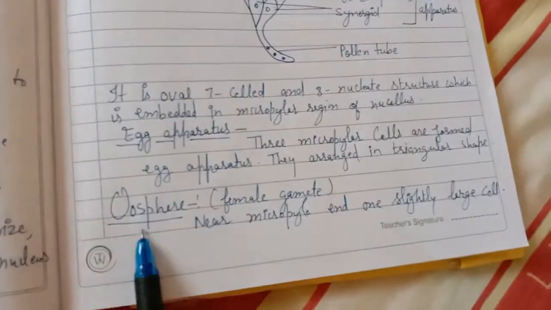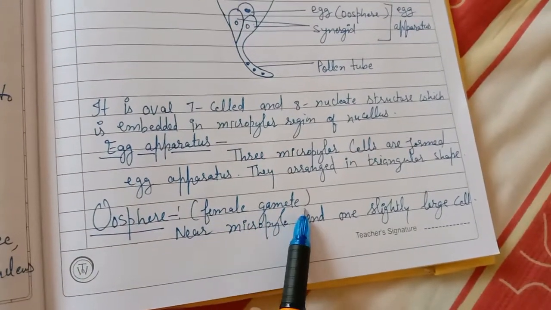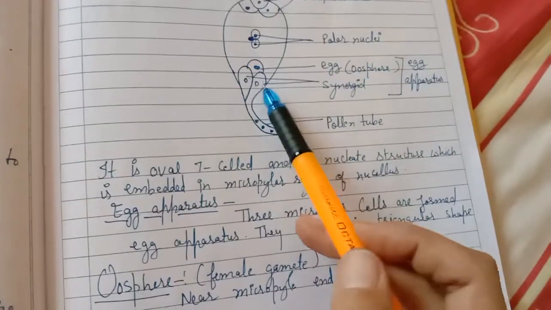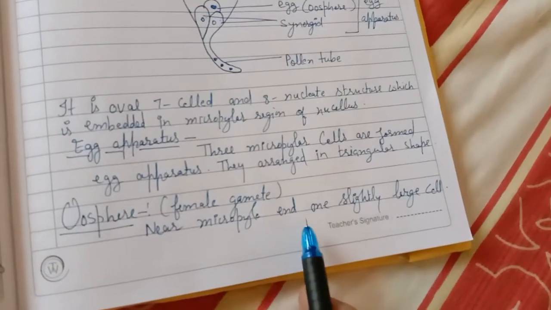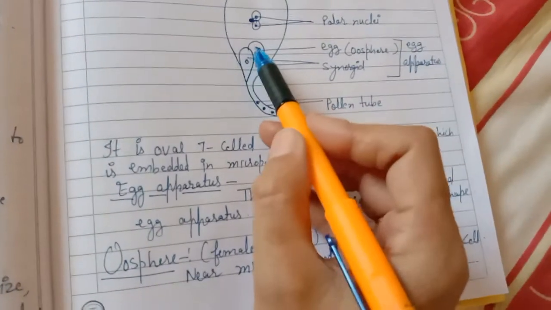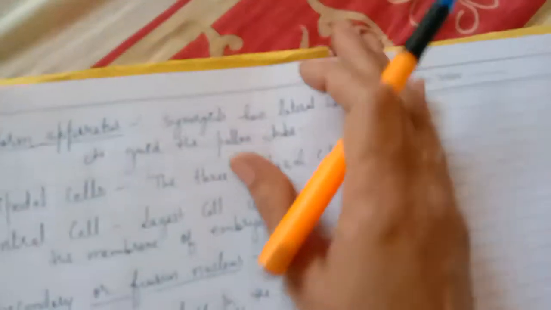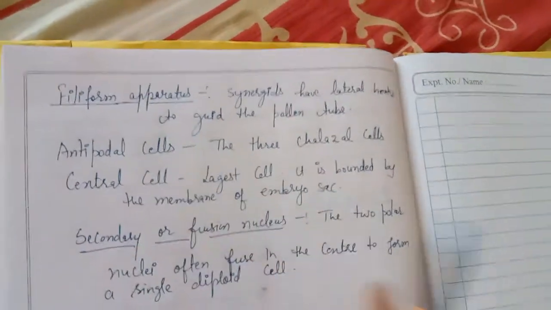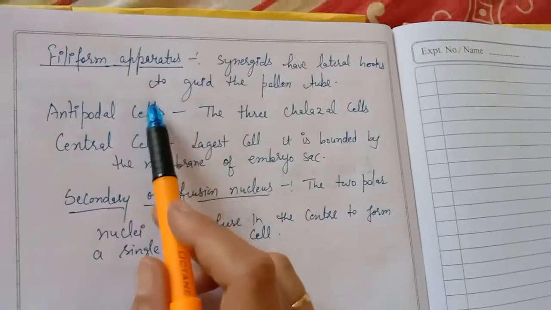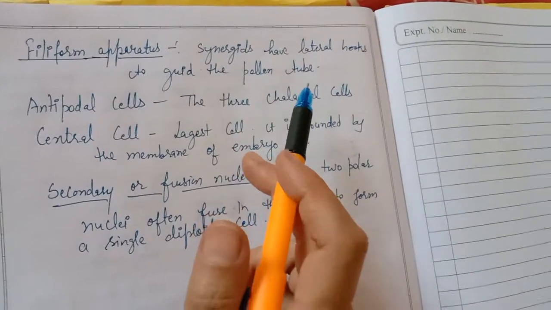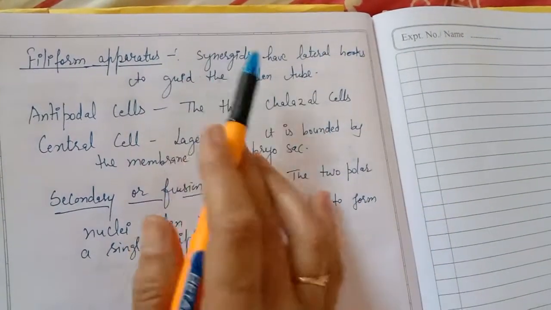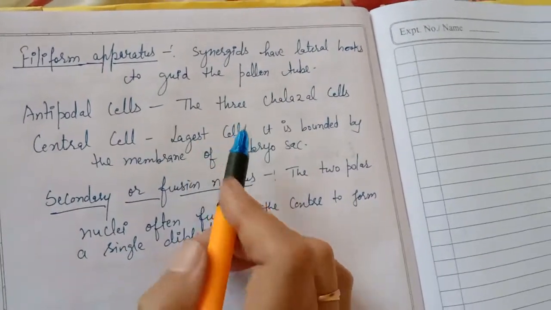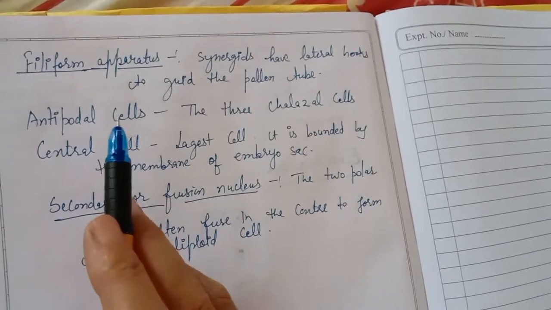Then here is the oosphere. The oosphere is basically the female gamete. This is the oosphere, the egg cell, a female gamete near the micropylar end, and one slightly larger cell. They form a triangular shape. Filiform apparatus: the synergids have lateral hooks to guide the pollen tube. So the pollen tube is guided by the filiform apparatus of the synergids.